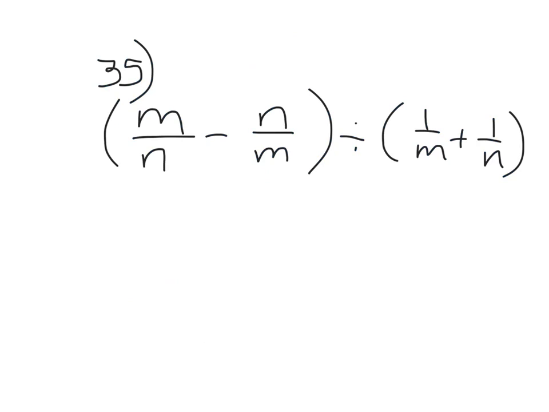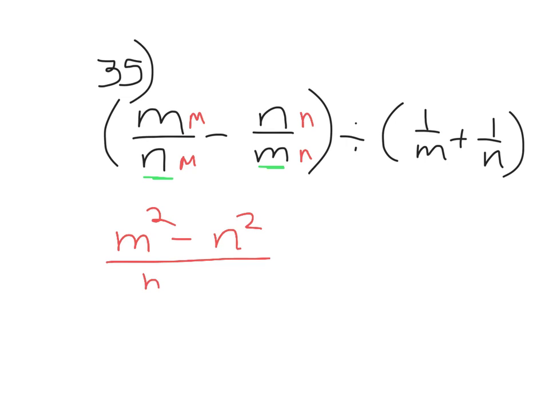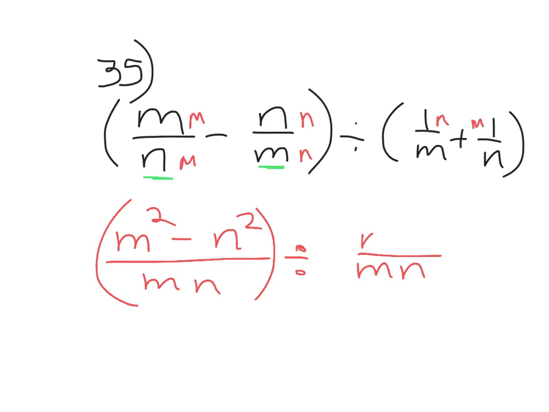The next one was number 35. Again, I need to find a common denominator. It's going to be both of them for this one. So this one's missing an m, and this one's missing an n. So the new numerator here is going to be n squared minus m squared minus n squared over mn, divided by, and again, same thing here, the denominator is going to be mn. This one's missing the n, this one's missing the m.